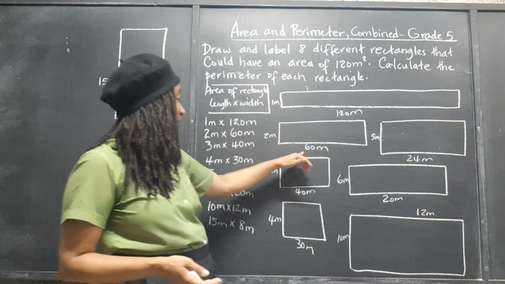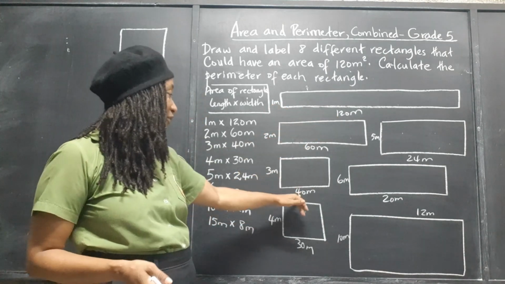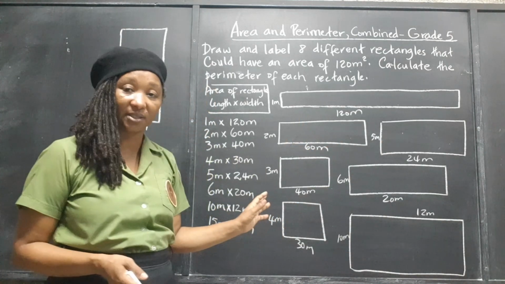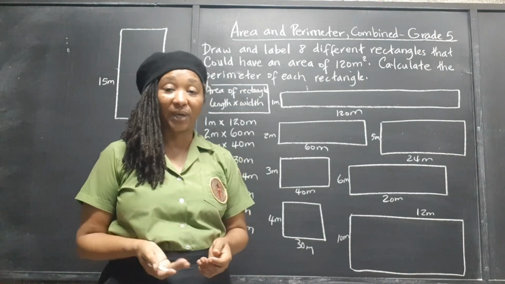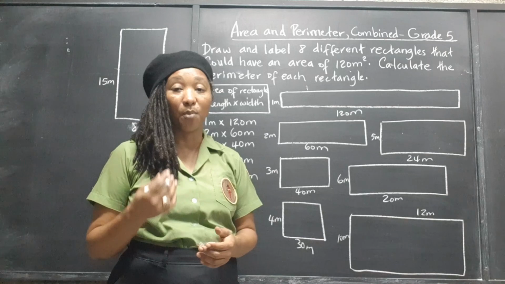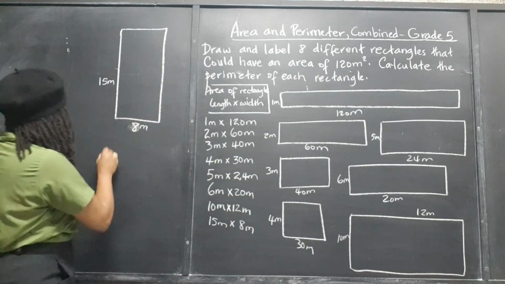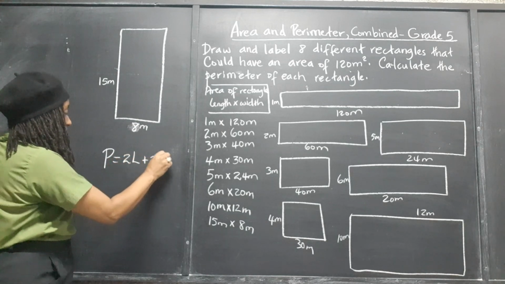2 times 60, that's 120. 1 times 120, that's 120. 3 times 40, so width times length. All these rectangles, all of them have an area of 120 meters square. The perimeters, however, will be much different. So the perimeter of a rectangle is 2 times the length plus 2 times the width.